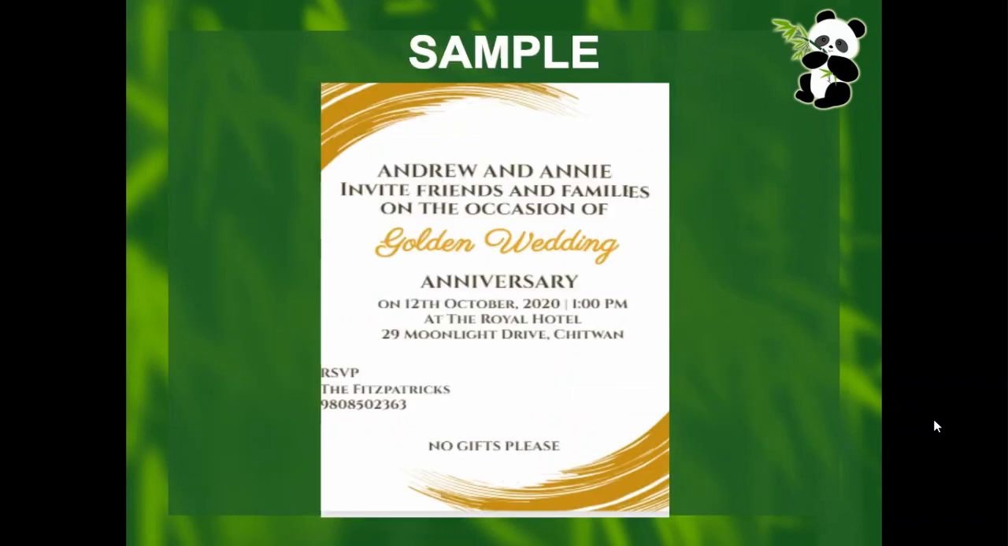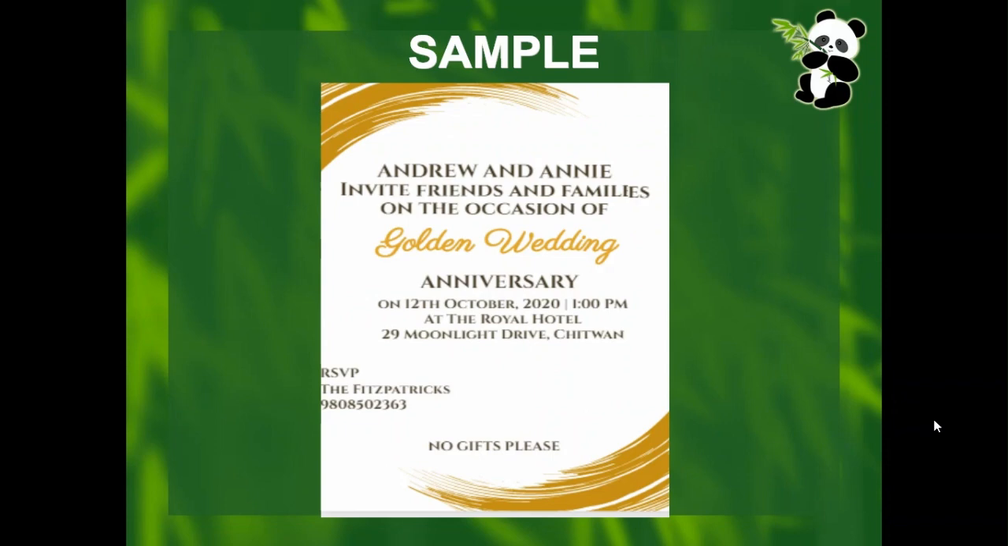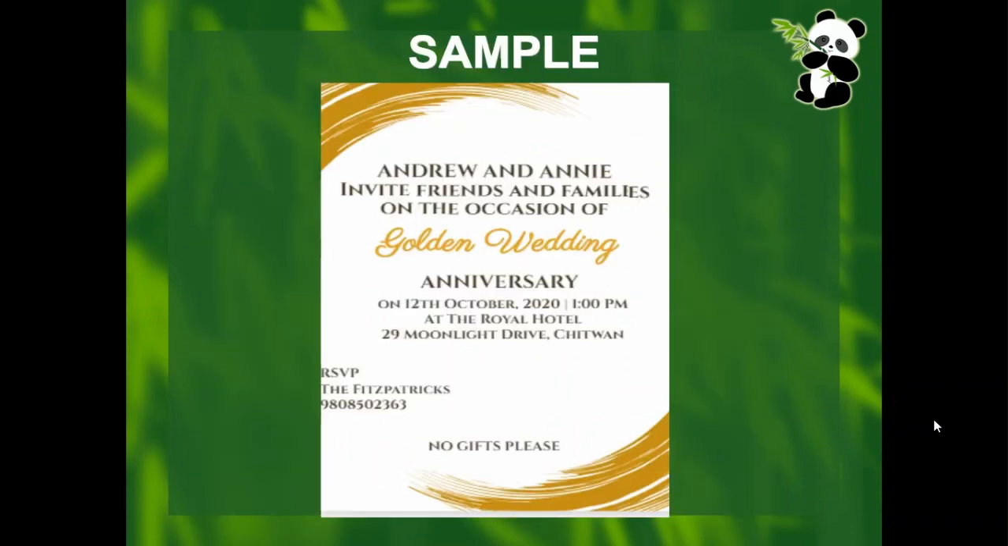Okay. Now, this is a wedding anniversary again. Now, you must have noticed the difference between this invitation and this invitation. Here you had a chief guest, but here, since it's a golden wedding anniversary, you don't need any chief guest because the celebrant, they themselves, they are the main people. All right.